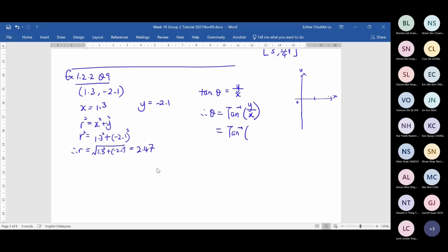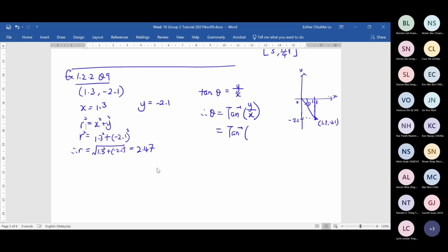You see, x is 1.3, and then your y is negative 2.1, down here. So that is the point 1.3, negative 2.1. So just draw a line here, and then your tangent.